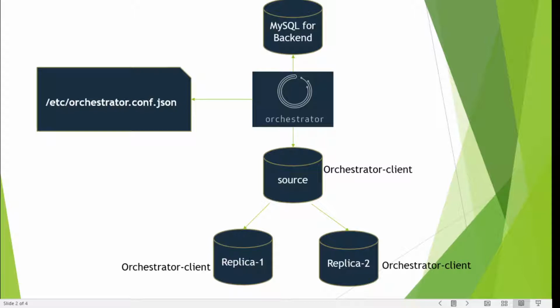This is how your architecture will look like for a source and two replica topology. If you see here, this is orchestrator and it has a backend MySQL database. You can use a MySQL database or a SQLite database. By default it comes with SQLite, or you can use your MySQL database as well. For this course I will be using MySQL database.